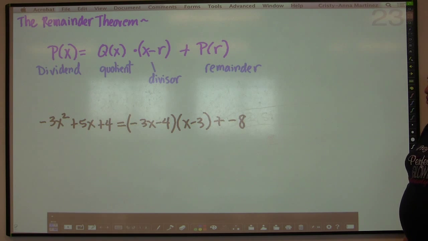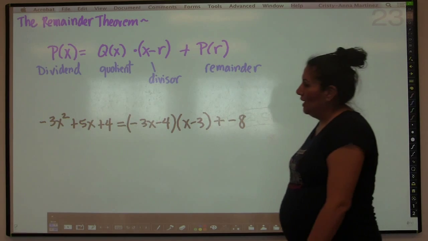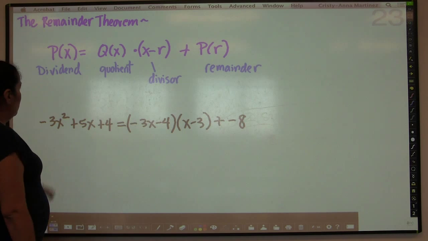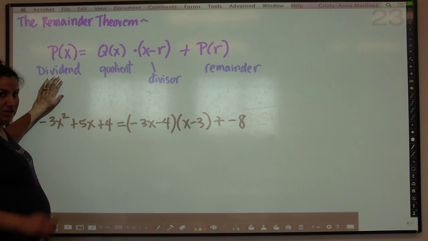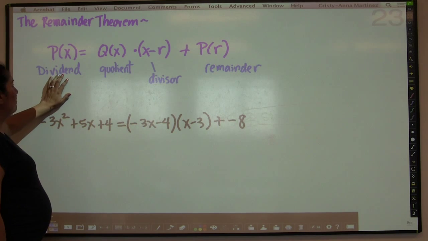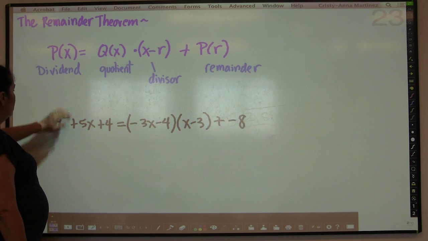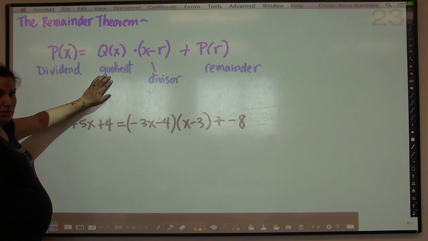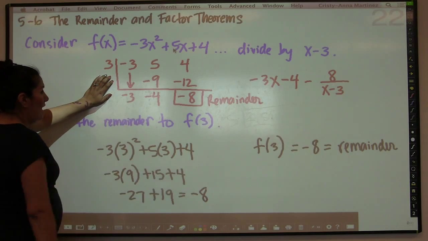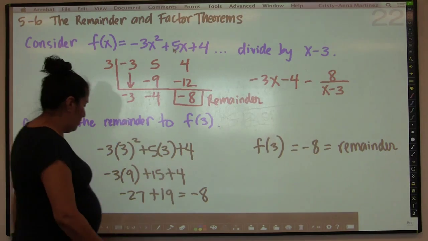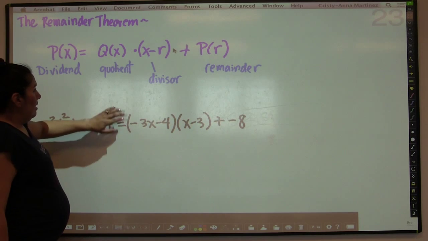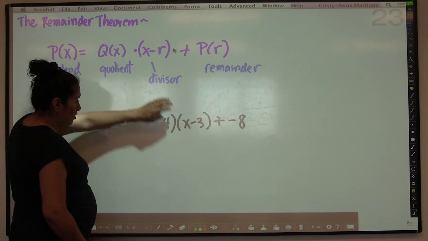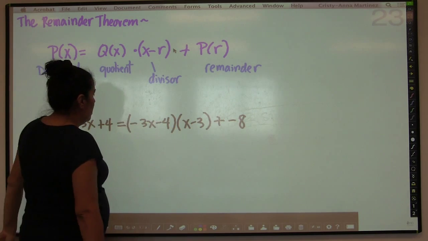And here we have the actual remainder theorem written out. It's p of x equals q of x times x minus r plus p of r. In other words, the dividend, the part that goes underneath the division bar, is equivalent to the original problem. So here's my example. The original problem was the dividend. And the quotient is the answer, which we got earlier as negative 3x minus 4. Times x minus r, this is what we divided by. In our case, we divided by x minus 3, so there's that, plus the remainder.